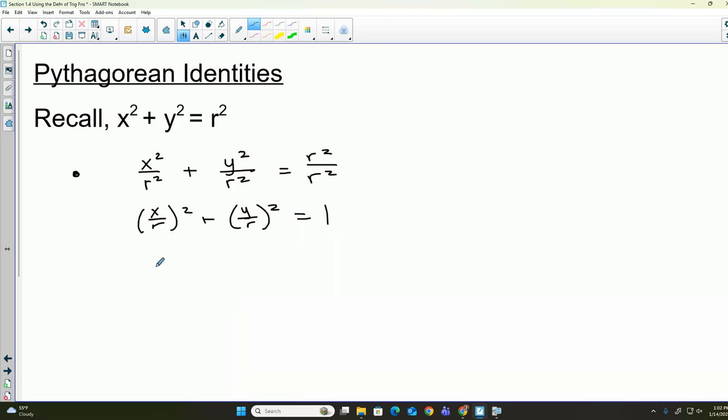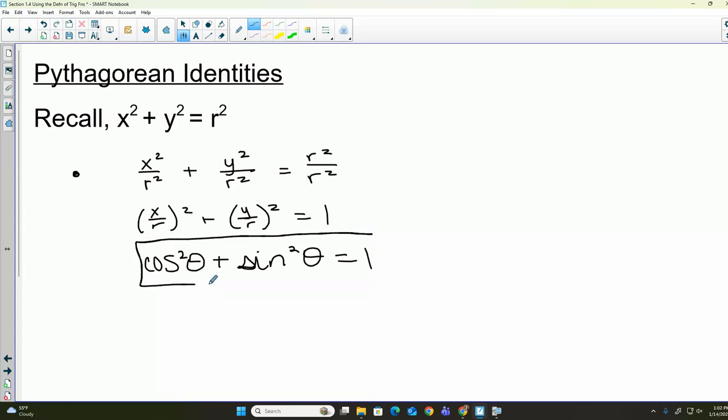What is x over r? Cosine. So this is like saying cosine squared theta. Y over r is sine squared theta equals 1. This is the first Pythagorean identity. This is the most important one, the most common one, because it simplifies a lot of problems. When you have a cosine squared plus a sine squared, I can take out all that mess and just replace it with a 1.